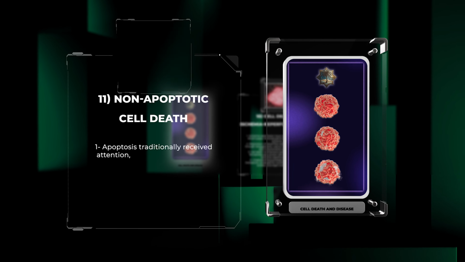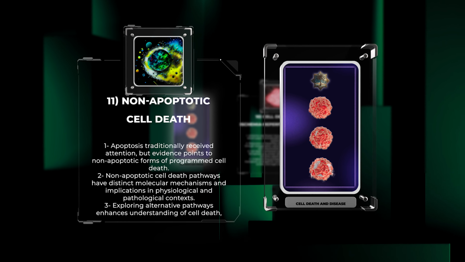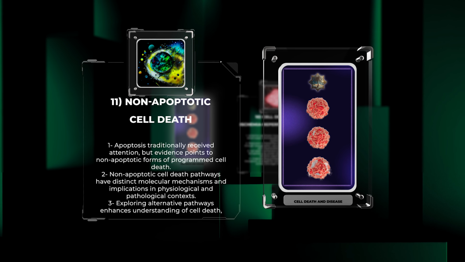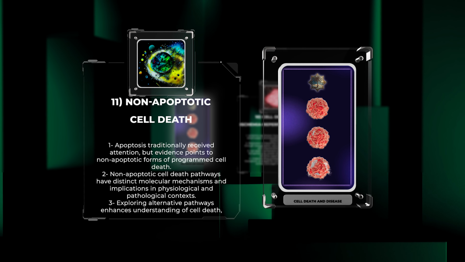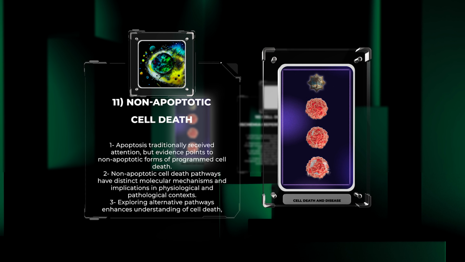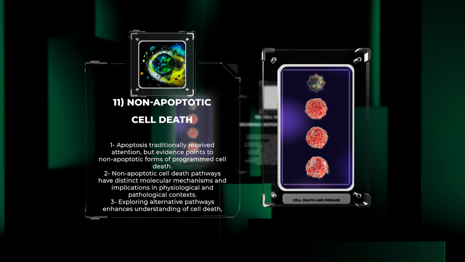Traditionally, apoptosis has received considerable attention in the realm of cell death. However, emerging evidence points to the existence of non-apoptotic forms of programmed cell death, which can occur independently or in combination with apoptosis. Non-apoptotic cell death pathways, such as necroptosis, ferroptosis, and pyroptosis, have distinct molecular mechanisms and implications in various physiological and pathological contexts. Exploring these alternative pathways enhances our understanding of the intricate nature of cell death, contributing to advances in therapeutic interventions and disease management.